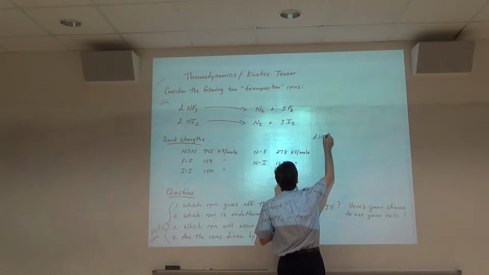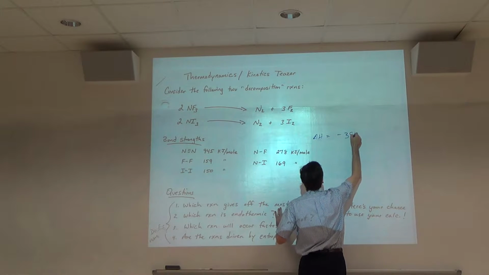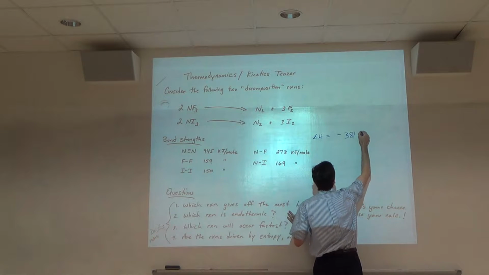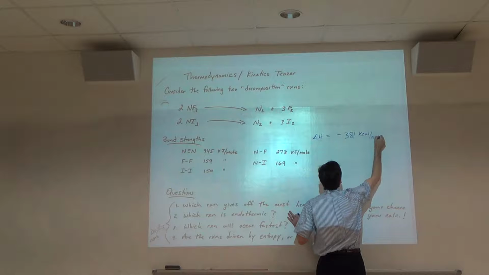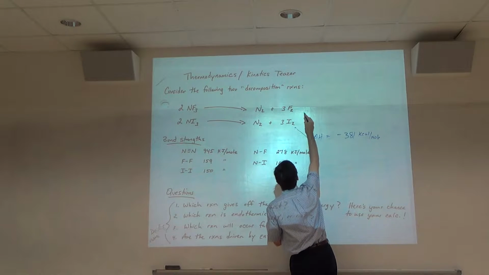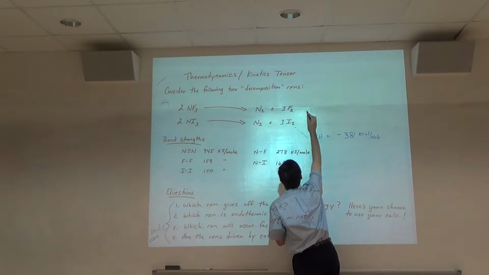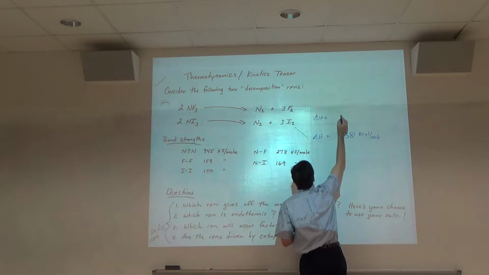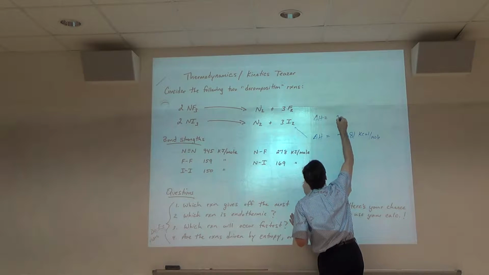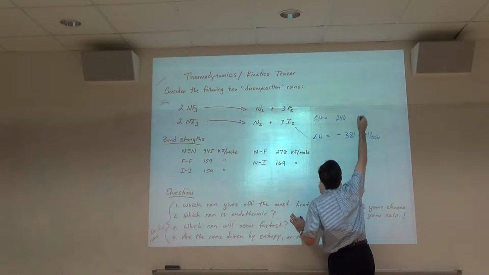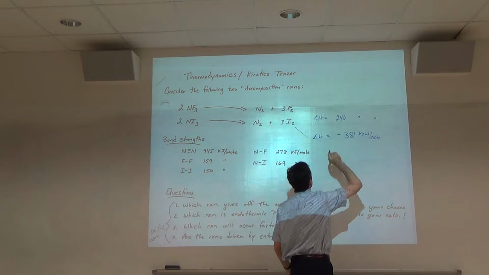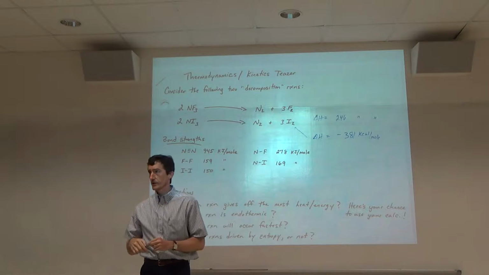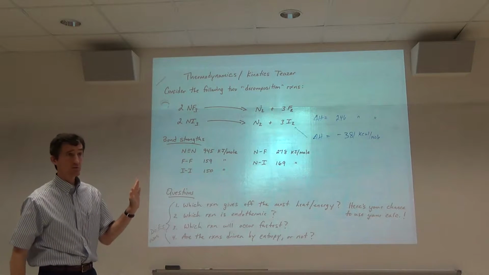Delta H equals negative 381. What was that, kcal? Kcal per mole. And the other one was what? I got 246. Delta H equals positive 246 kcal per mole. Looks like one's exothermic. The one with the iodine is exothermic.